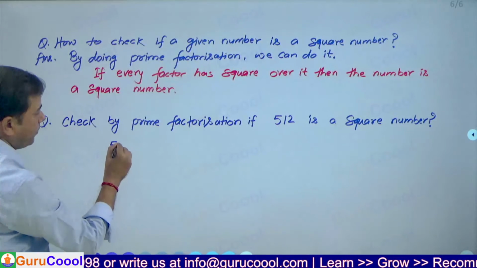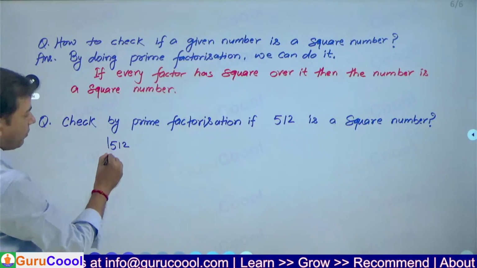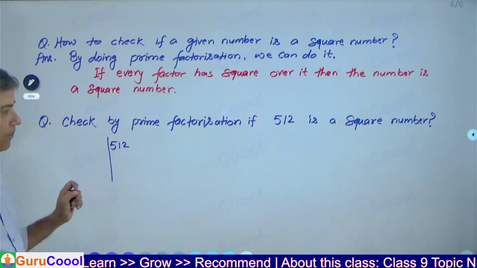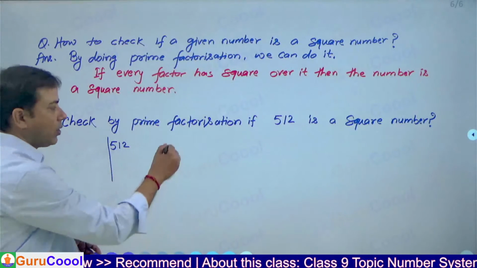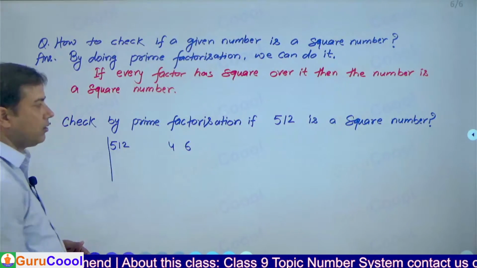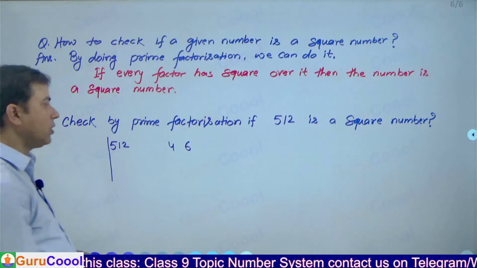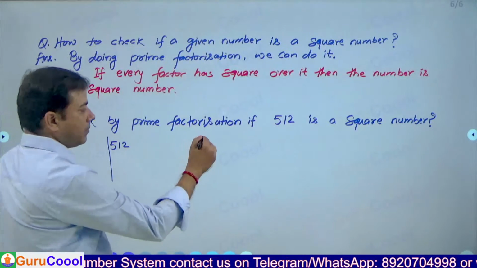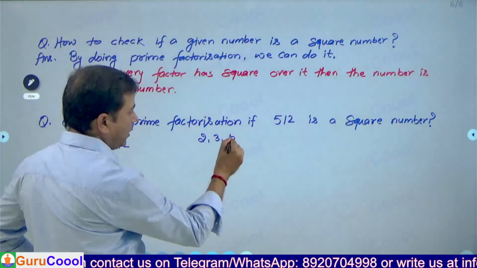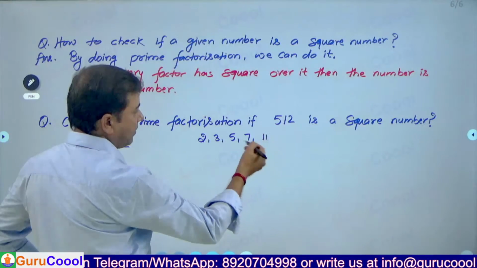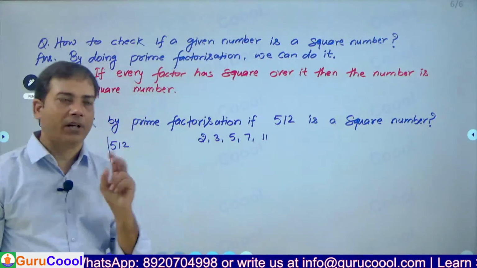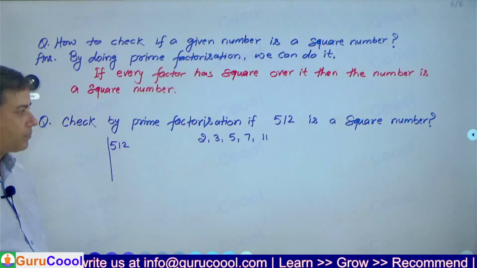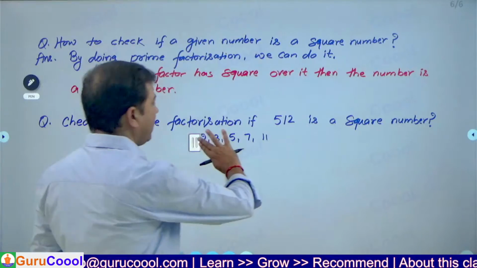So if you have 512, you have to divide it by prime numbers only. You can't divide it by 4 or 6 because these are not prime numbers. What are prime numbers? 2, 3, 5, 7, 11. Numbers which have only 2 different factors are prime numbers.